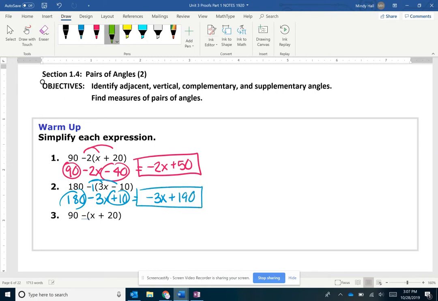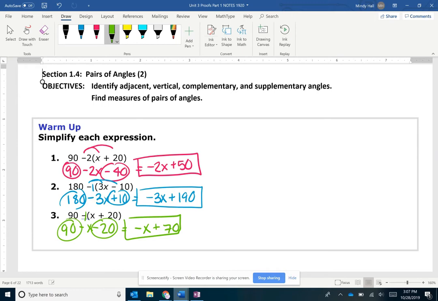And then last but not least, we are again distributing a negative 1. So we would have 90 minus x minus 20. And so combining the like terms, negative x stays, and then 90 minus 20 gives us a positive 70.